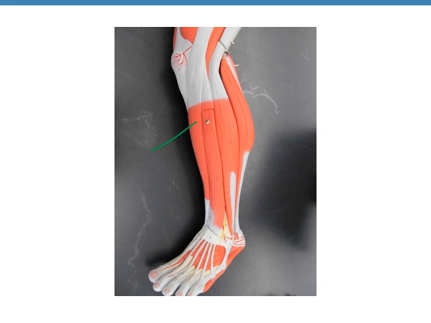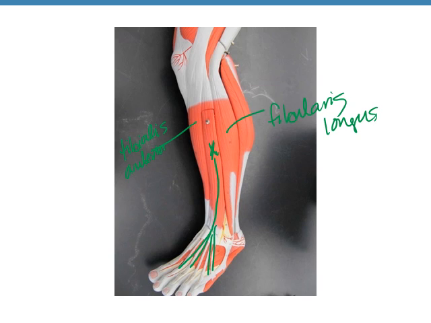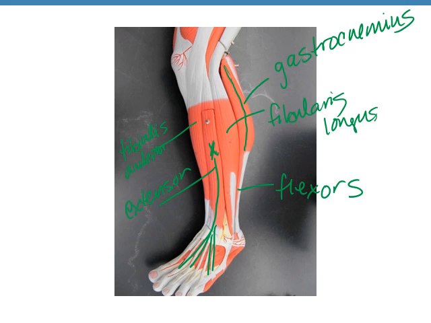Back to the model again. So remember, this was our tibialis anterior. This one was our fibularis longus. This muscle right here, this is that extensor digitorum longus. So it's on the anterior side, so it's an extensor. And then on the posterior side, we would have flexors. This division line here, this would be my gastrocnemius, and this right here would be my soleus.